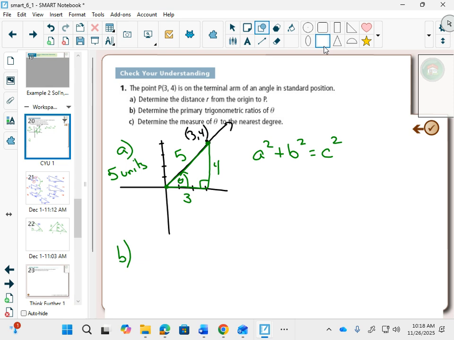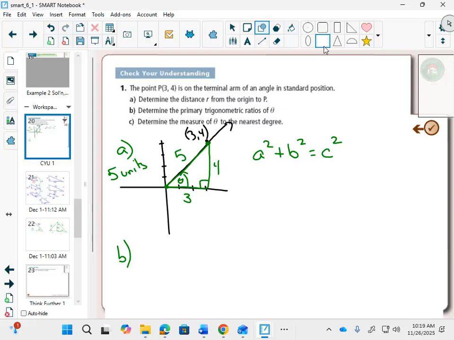And this is a very, very famous right angle triangle. This is the first Pythagorean triplet. We call Pythagorean triplets numbers that you can do a squared plus b squared equals c squared, and all the numbers are nice whole numbers. 3, 4, 5 is the first Pythagorean triplet.